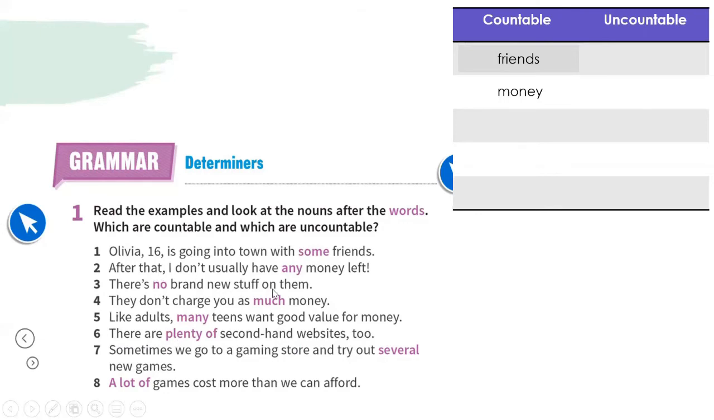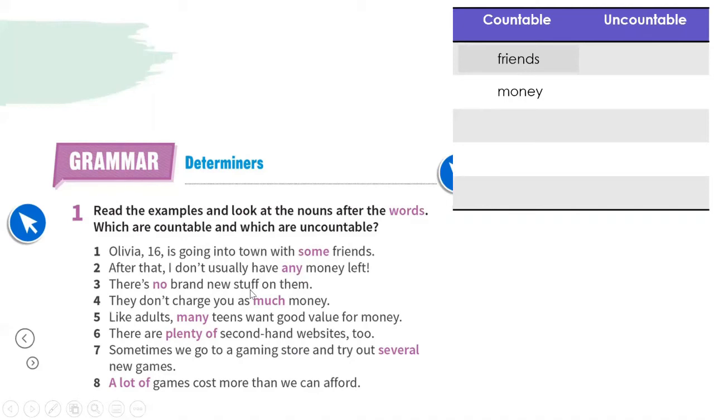Number 3, there's no brand new stuff on them. With this one, you have to be careful. Why? We'll do this again in the classroom. So the determiner here is no. And then brand new is actually an adjective. Remember, an adjective is a word that describes a noun. So now we have the determiner, we have the adjective, brand new. So the noun is stuff.